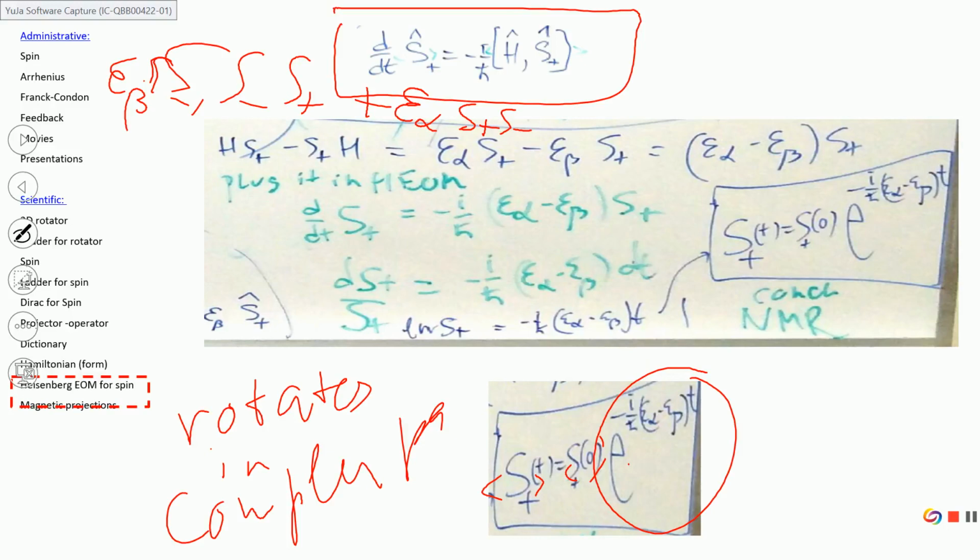Right? And you can solve it by dividing left and right by S plus, and then on the left it will be only the unknown, on the right it will be only time, and one gets the solution: the creation operator is equal to the operator at the initial time times the phase accumulation in a complex phase. We can always put angular brackets to highlight that we are looking at an expectation value rather than an abstract operator.